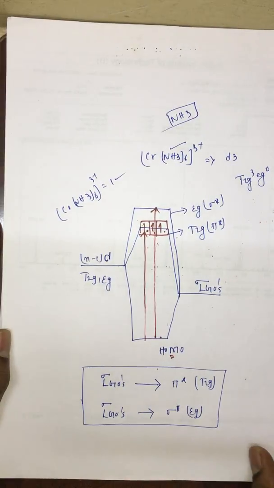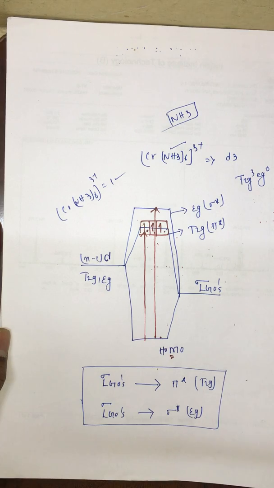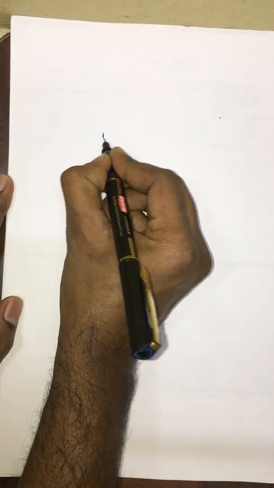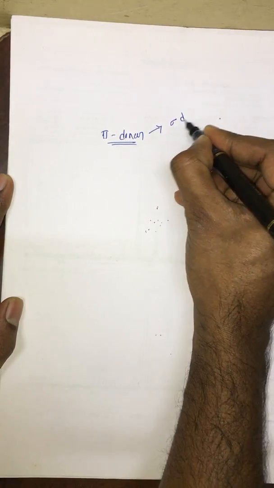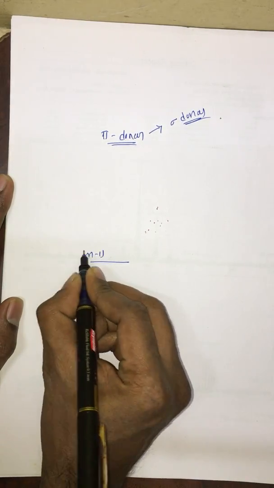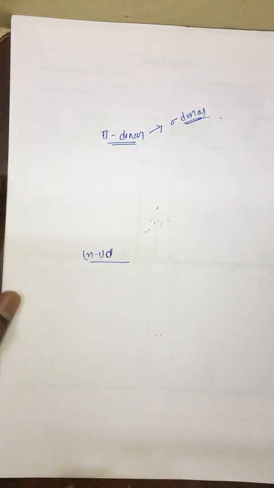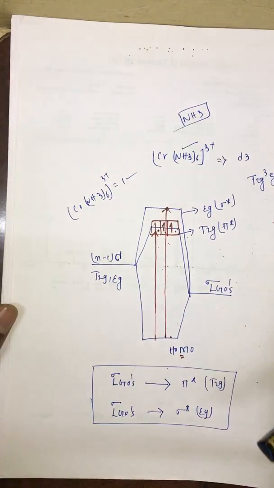And now we'll go for the pi donors. So pi donors also show this ligand to metal charge transfer spectrum. About the pi donors, now pi donors also act as sigma donors. This we know. So now we have n-1 d. I forgot to tell one point here.